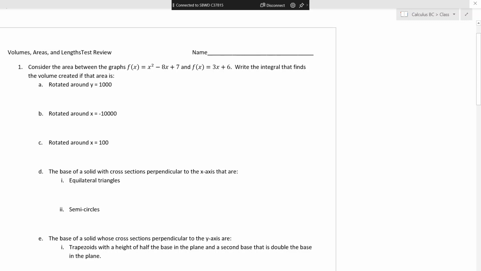x squared minus 8x plus 7. Y'all know that factors, right? And the x minus 7, x minus 1. Right? That'll be helpful to graph. You have a calculator. I mean, that's not really too big a deal.